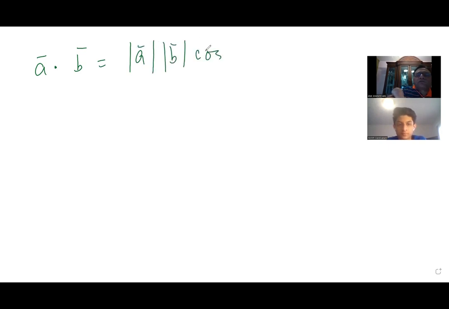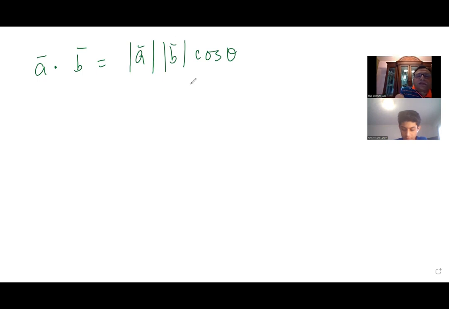Let me first give you the definition and you will figure out what I'm trying to say, right? So, vector A dot vector B is, I'm saying, magnitude of A times magnitude of B times cos of theta. Good. Now let's look into a situation and see another physical real life application here.